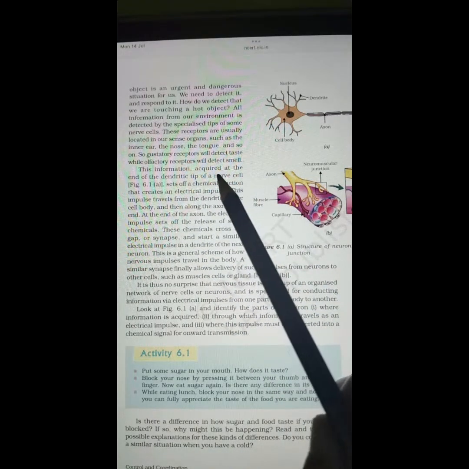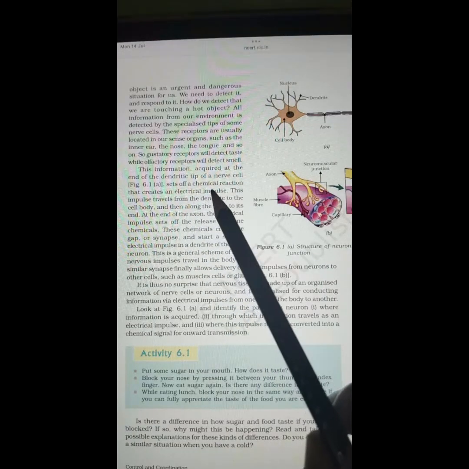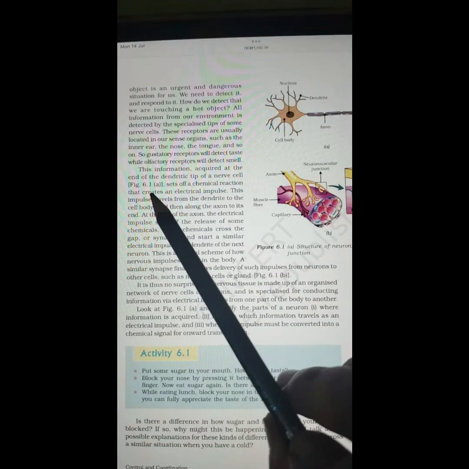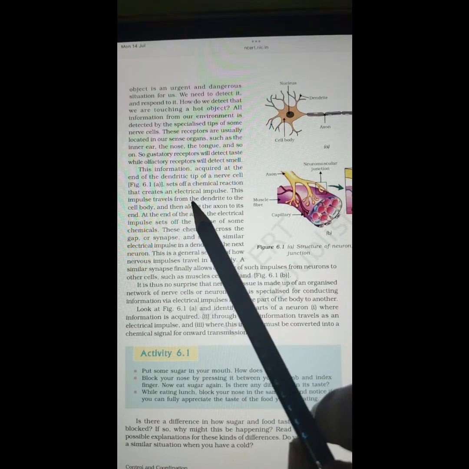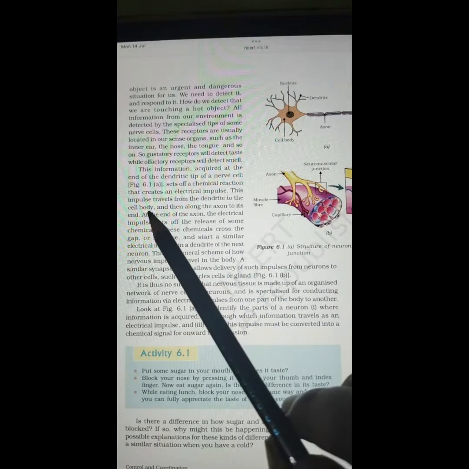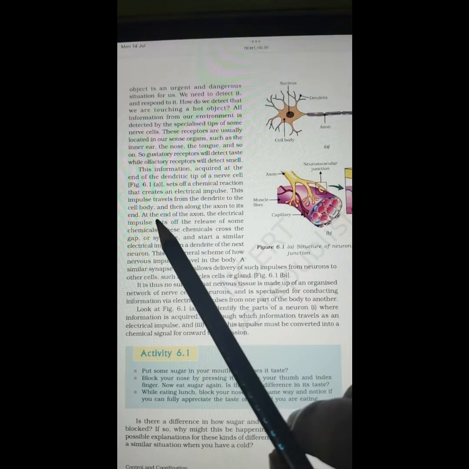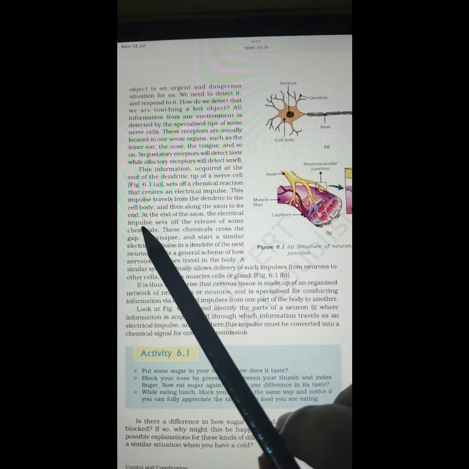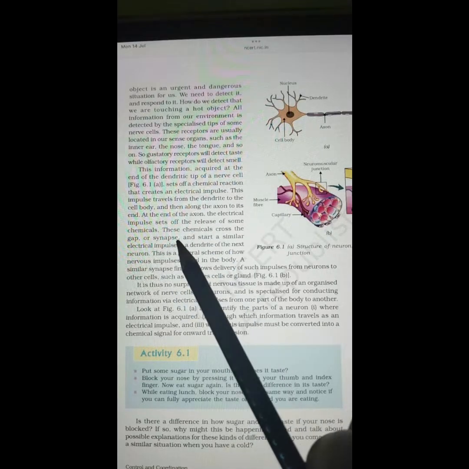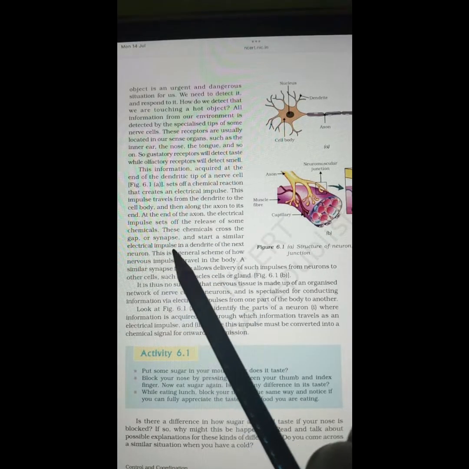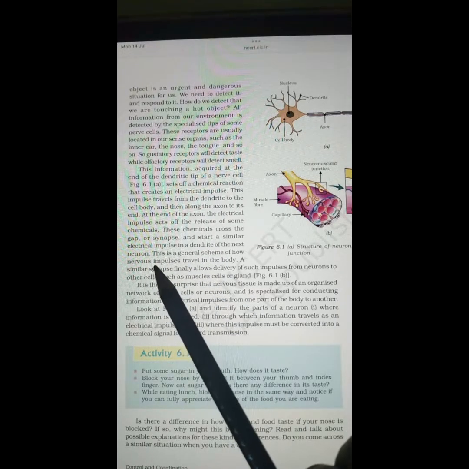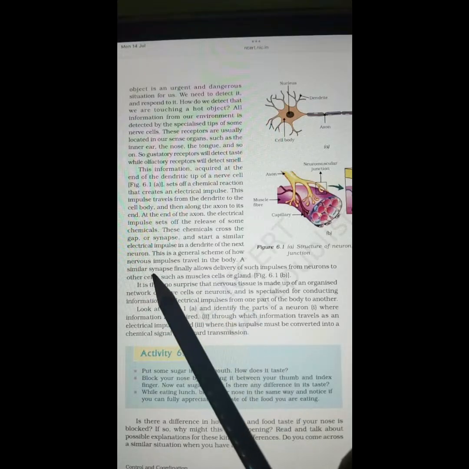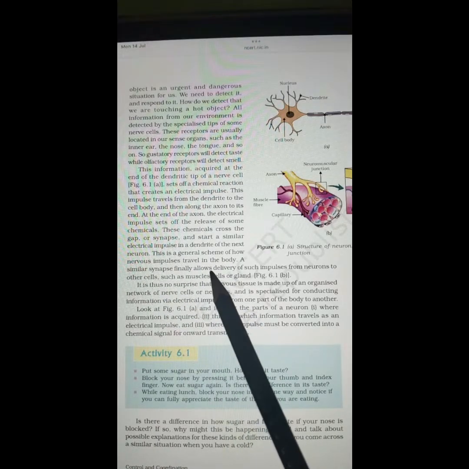This information acquired at the end of the dendritic tip of a nerve cell, which is shown to you in figure 6.1a, means this one, sets off a chemical reaction that creates an electrical impulse. This impulse travels from the dendrite to the cell body and then along the axon to its end. At the end of the axon, the electrical impulse sets off the release of some chemicals. These chemicals cross the gap or synapse and start a similar electrical impulse in a dendrite of the next neuron. This is a general scheme of how nervous impulses travel in the body.